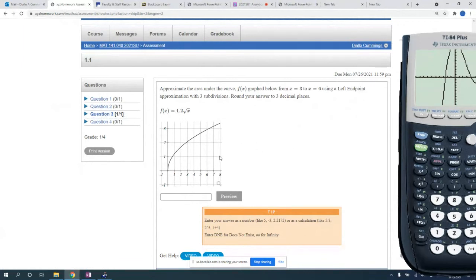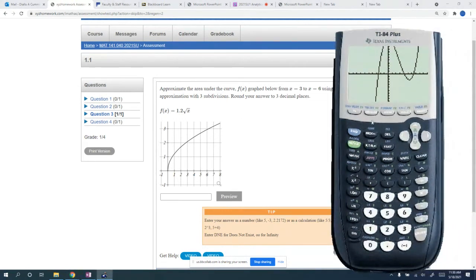I apologize. So here again, we're asked to find the area using a left endpoint, but in this case, we're using f of x equals 1.2 times the square root of x. Now, unlike the first problem, here we already have a graph. If I were to regraph that in my calculator, I have 1.2 times the square root of x, and I'm going to use zoom 6 to graph. Notice the two graphs are similar.